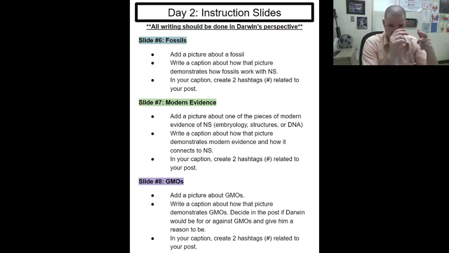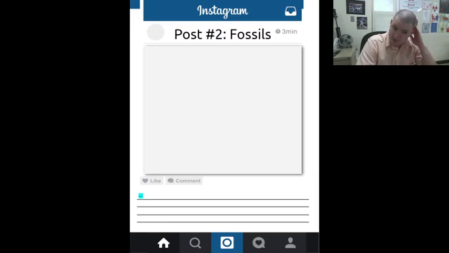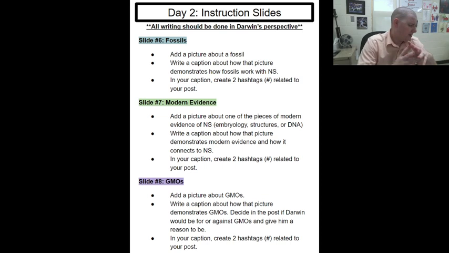And today you're going to be looking at slides 6, 7, and 8. And these instructions are right after the day 1 stuff, so you can go right into day 2 with it. And today we're going to be looking at basically 3 things of evidence that would go along with it.